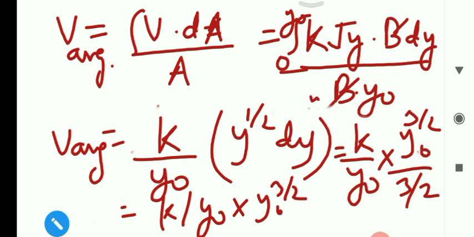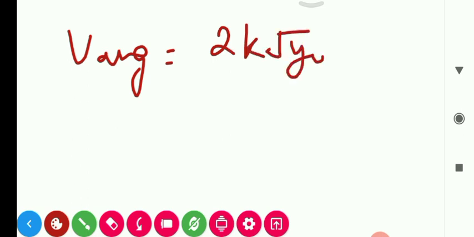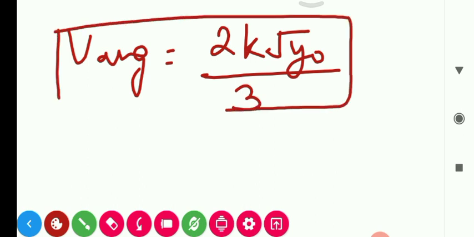Putting in the value of y naught, the average velocity comes out to be 2k under root y naught by 3. This will be the average velocity. Now let's proceed and find the correction factors.